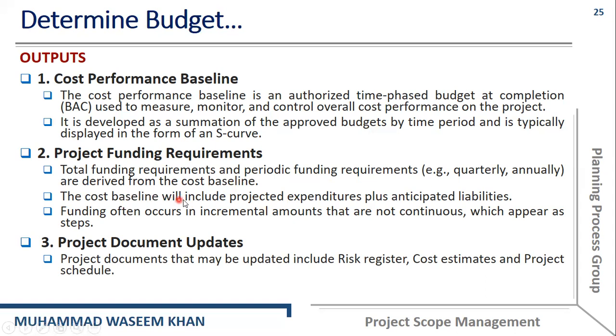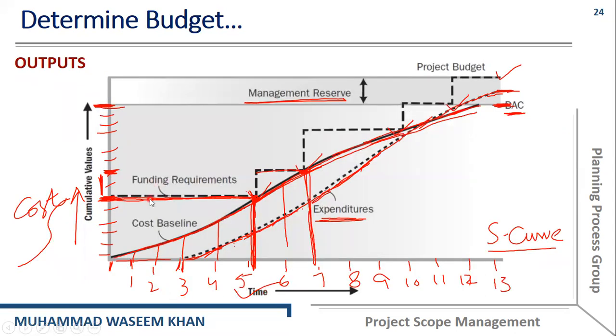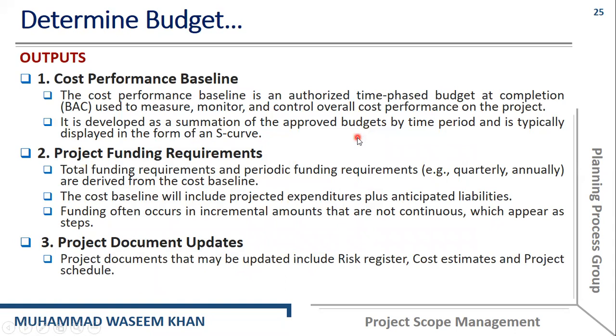The cost baseline will include projected expenditures, plus anticipated liabilities, and funding often occurs in incremental amounts that are not continuous, which appear as steps. So you can see here, these are the steps. We are actually talking about these steps. These are not continuous, but we can say these are the incremental amounts. So these steps are called the project funding requirements.